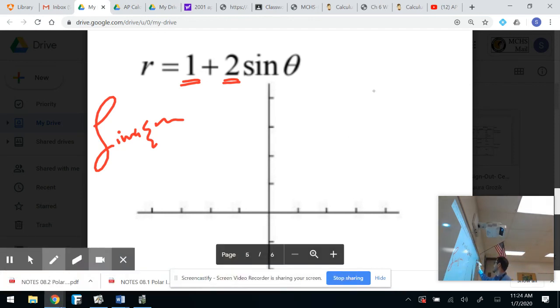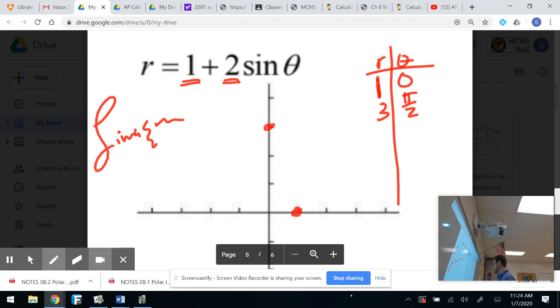Once again, let's see if we can draw this a little quicker. This one might be a little bit tougher, I think, because it touches the pole quite often. But if I put a 0 in there, I get 1. Let's go ahead and see pi over 2. What does pi over 2 give me? That gives me a 3. So it does actually go up. We don't have a loop yet.